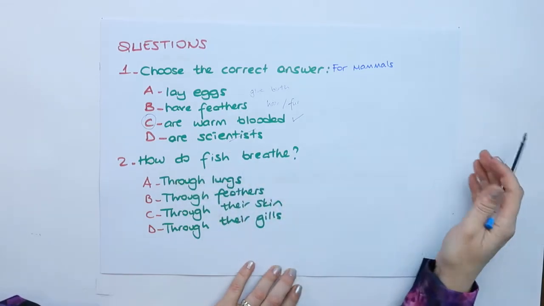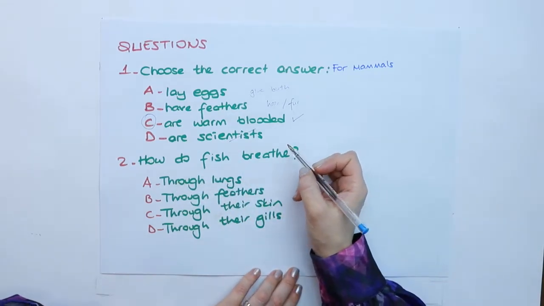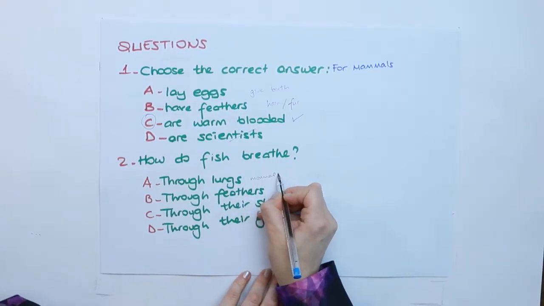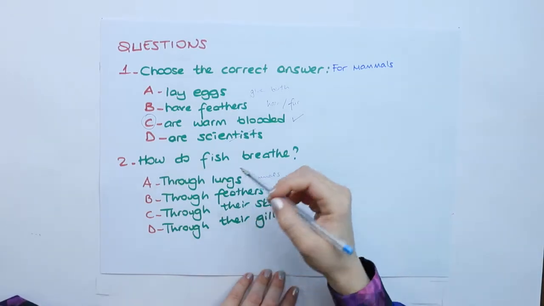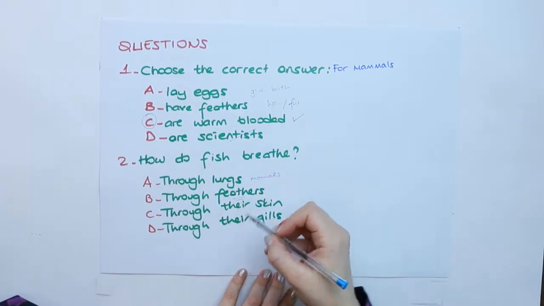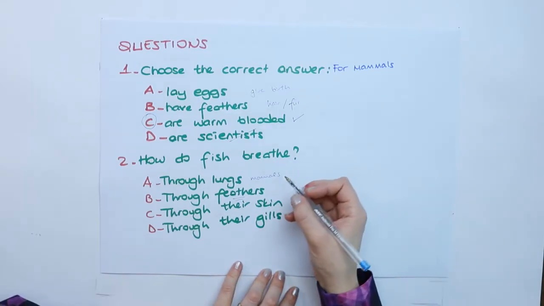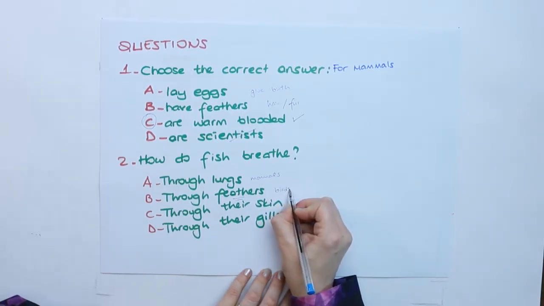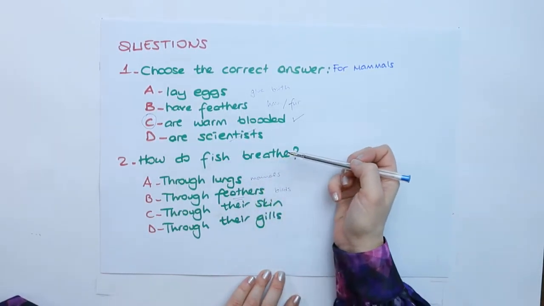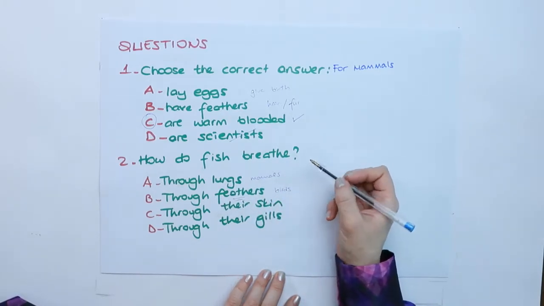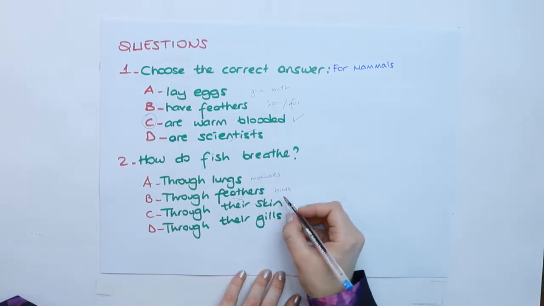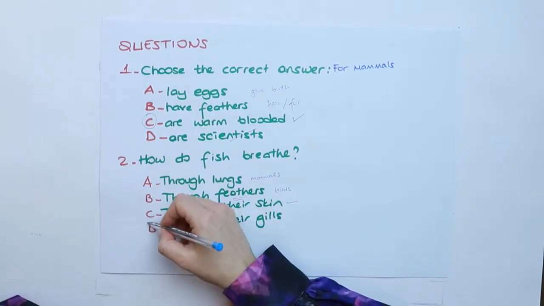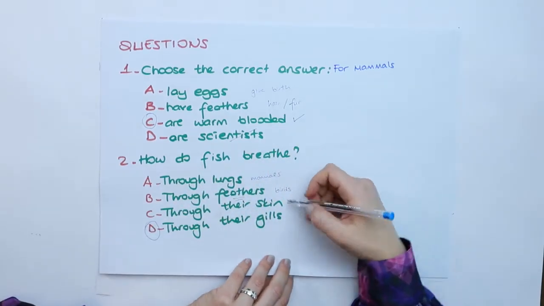Second question. How do fish breathe? Through lungs. I know that mammals breathe through their lungs. Through feathers. Feather is not something that we can breathe through. It's their skin. Whose skin? For birds. Birds have feathers. How do fish breathe? Through their skin. I know that animals cannot breathe through their skin. Through their gills? Yes, that's correct. Fish breathe through their gills.